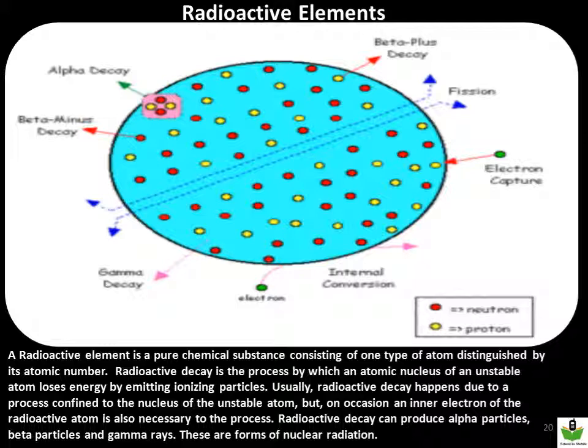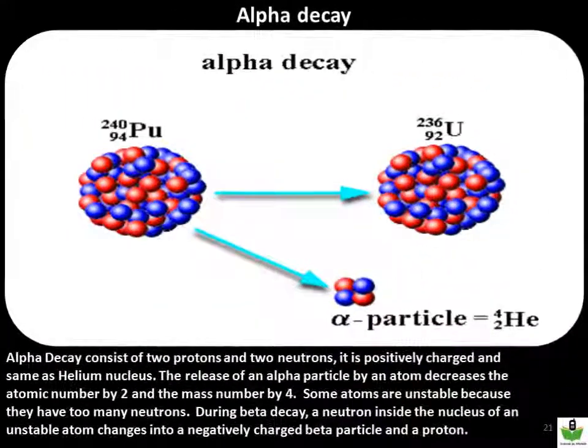Radioactive decay can produce alpha particles, beta particles, and gamma rays. These are forms of nuclear radiation. Alpha decay consists of 2 protons and 2 neutrons. It is positively charged, and the same as a helium nucleus. The release of an alpha particle by an atom decreases the atomic number by 2, and the mass number by 4. Some atoms are unstable, because they have too many neutrons.